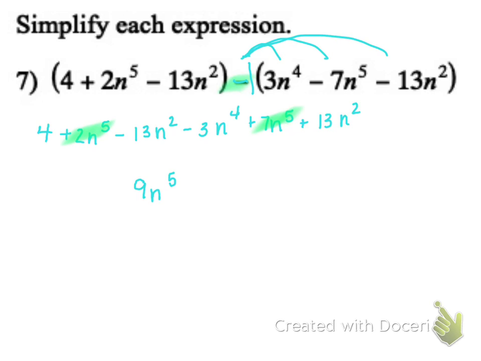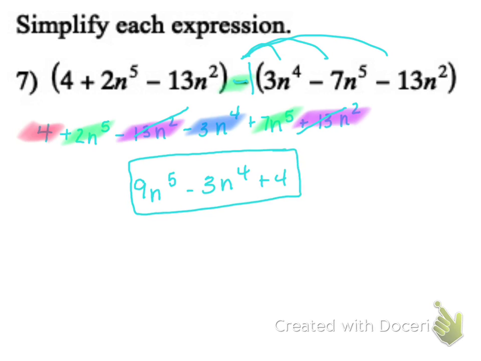So 2 plus 7 is 9. Next I have n to the 4th, but I only have one of those, so there's nothing to combine. Next is n squared. I have a positive 13 and a negative, which cancel. And then I'm left with plus 4 at the end. And that's my final answer.